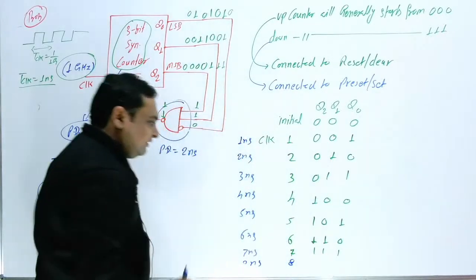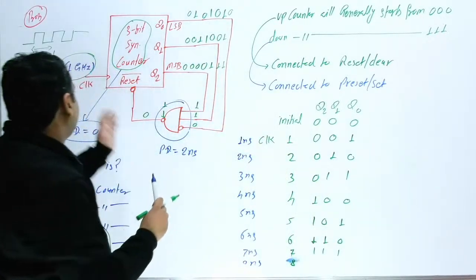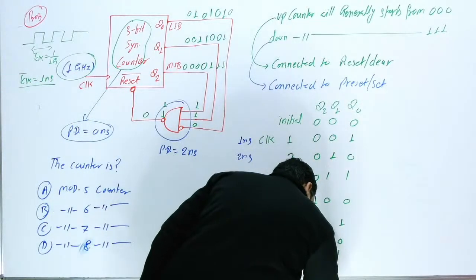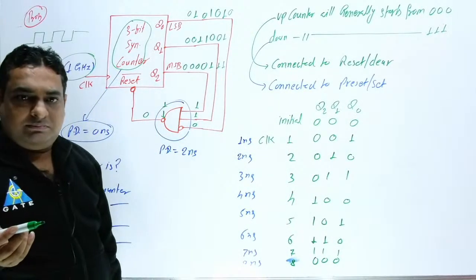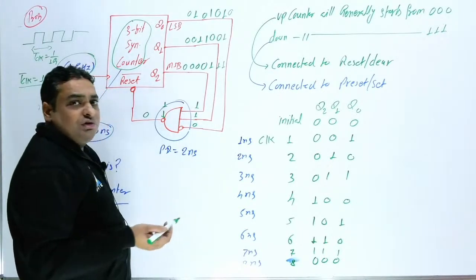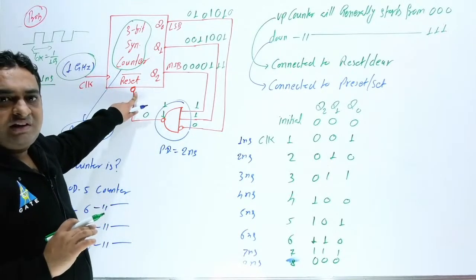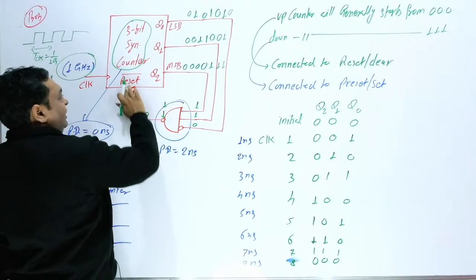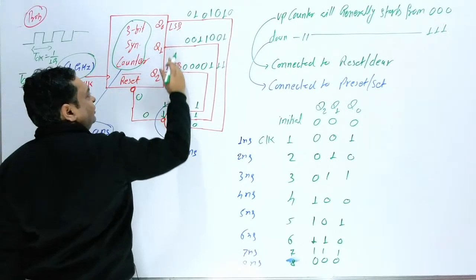Now at 8 nanoseconds, the 8th clock will be provided, and in that case the output will be 0, 0, 0. But at the same time, my question is: this 0, 0, 0 output you are getting, is it because of this clock or because of this reset? At 8 nanoseconds this reset gives 0 and there is no delay of this flip-flop. So when this reset signal is 0, the output will be 0, 0, 0.